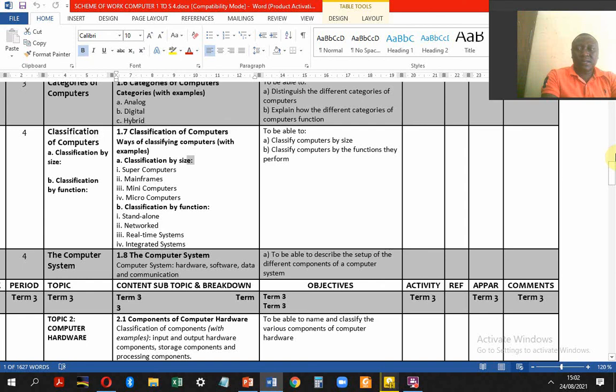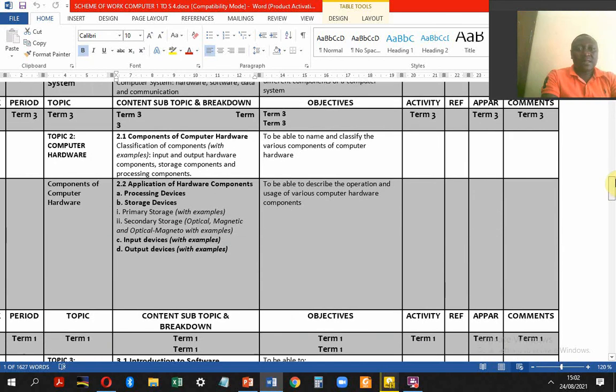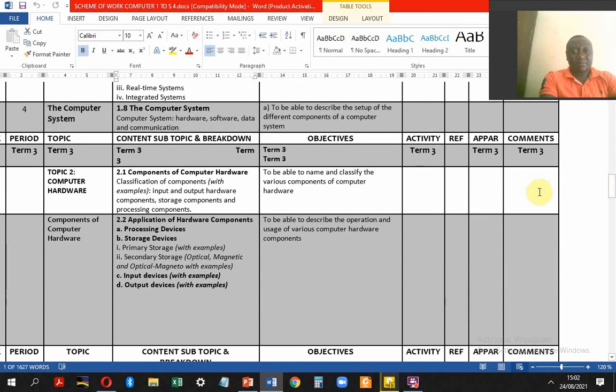Yes, we proceed. Then we shall look at the computer system. When you look at the computer system, here we shall now know hardware and then software. Remember, when we talk about hardware, these are physical parts of the computer that we can see and be able to touch. We shall also look at data and then communication. Now, the key objective in this subtopic is to be able to describe the setup of the different components of the computer.